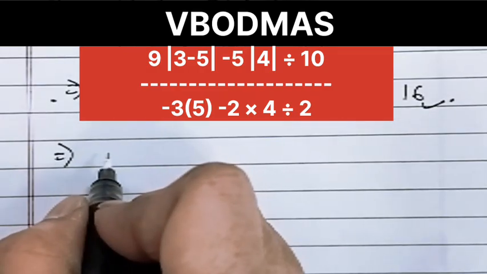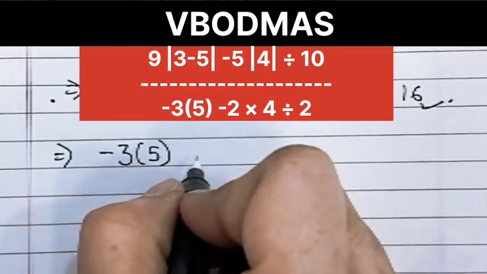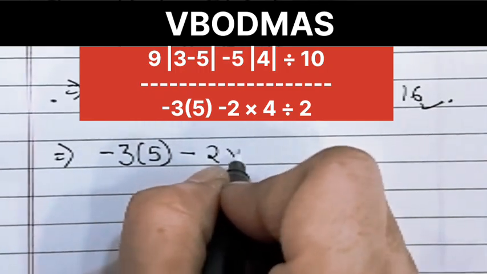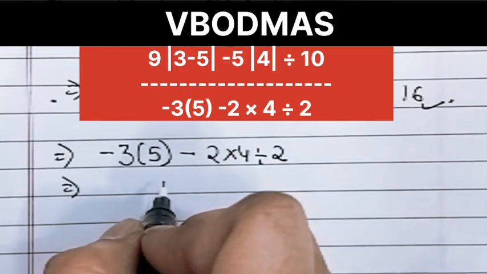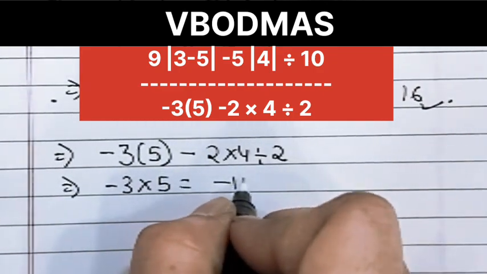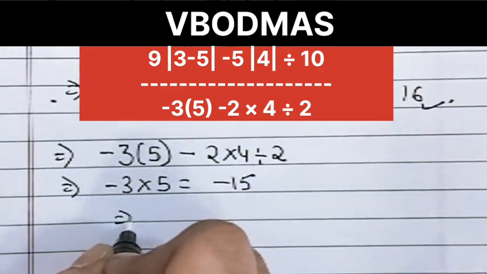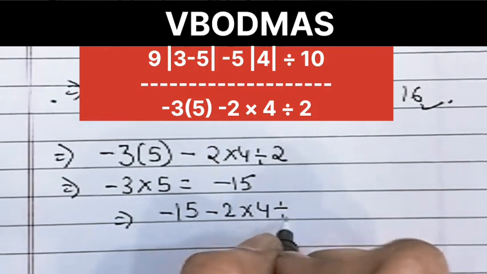Now simplify the denominator part. The denominator says 3 minus 3 times 5 minus 2 multiplied by 4 divided by 2. First solve multiplication: minus 3 multiplied by 5 equals minus 15. Now the expression becomes minus 15 minus 2 into 4 divided by 2.